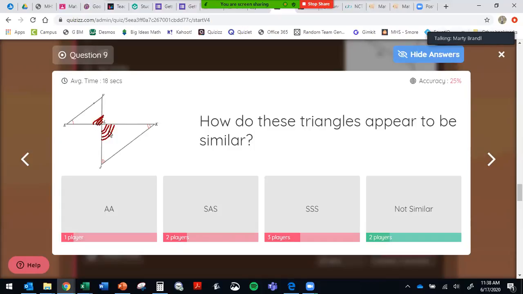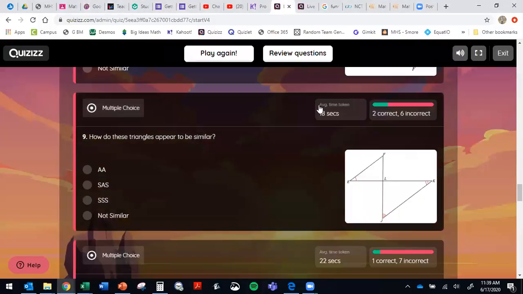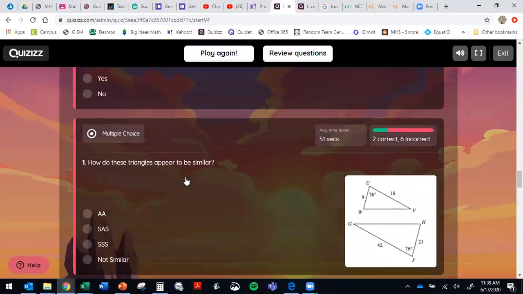And then we don't know anything about this angle, and that one there is another different measurement. So in order to tell that they're similar, we would have to know this one right here. And if this one was the same as this one, then we could do angle, angle, but we don't know that. So again, they're not similar. Lots of not similar stuff in these. Okay, let's keep on.